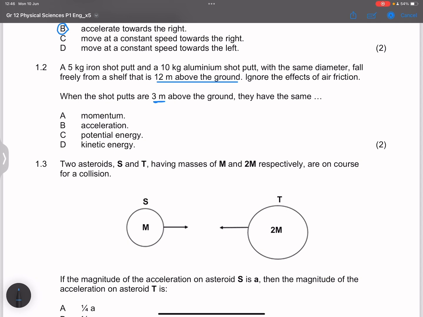Note that as they go down, because they are free falling, their velocities should be the same. However, remember that momentum is a function of mass and velocity, and their masses are not the same. Secondly, they would be accelerating due to gravity, and as a result the acceleration is the same. Both potential energy and kinetic energy are functions of mass, so there is no way those would be the same as well.